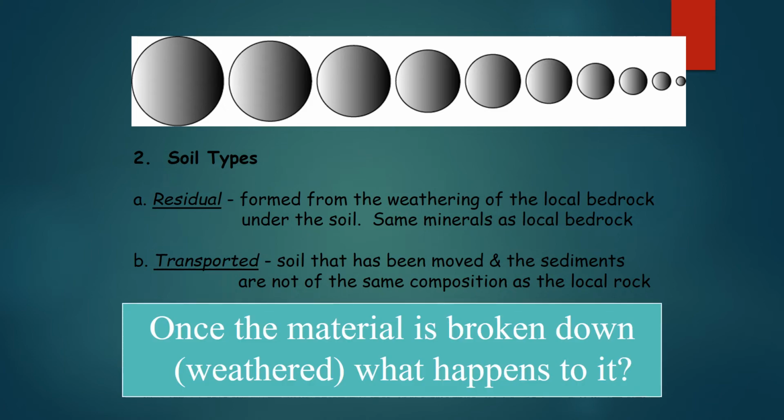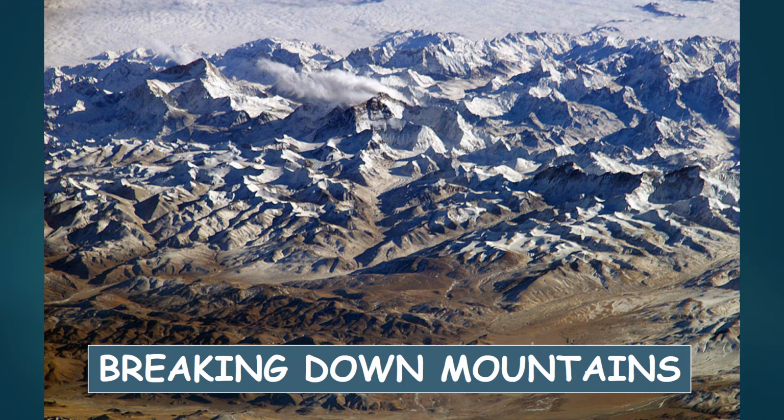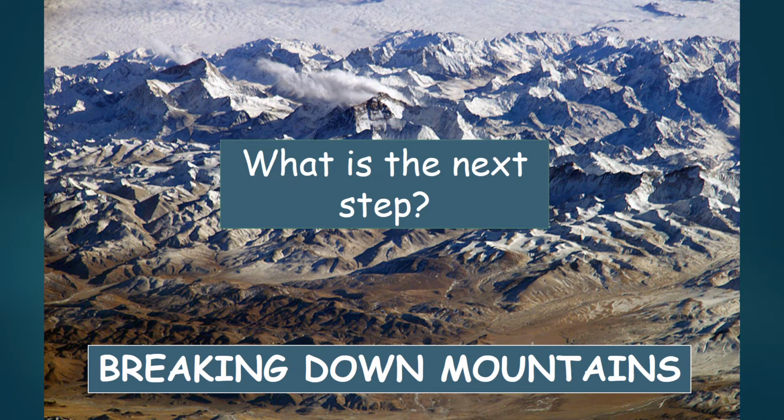Okay, once the material is broken down, weathered, what happens to it? We're trying to break down the mountains. What's that next step? What's going to happen? So we've broken the mountains, basically we're weathering them, we're breaking it all into little bits. That's just breaking into the little bits, which just make piles of little bits. There'd still be very large, tall piles there, but that's not what we see. They actually get weathered right down to flat.